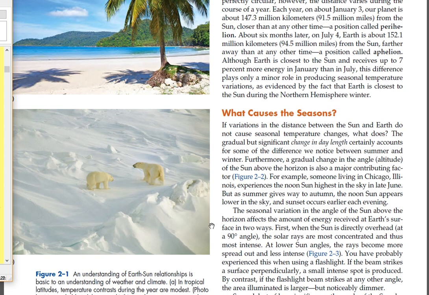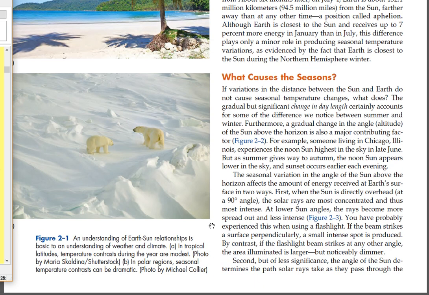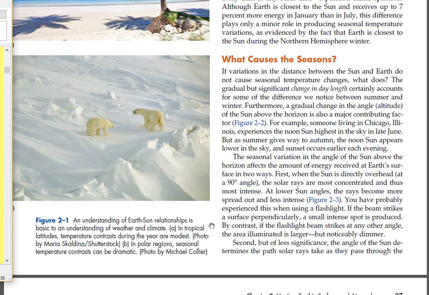First, when the Sun is directly overhead, at a 90 degrees angle, the solar rays are most concentrated and thus most intense. At lower Sun angles, the rays become more spread out and less intense, Figure 2.3. You have probably experienced this when using a flashlight. If the beam strikes a surface perpendicularly, a small intense spot is produced. By contrast, if the flashlight beam strikes at any other angle, the area illuminated is larger, but noticeably dimmer.